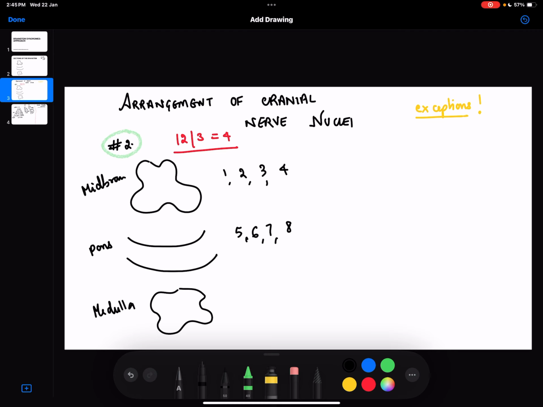And at the level of the medulla, we have the cranial nerves 9, 10, 11 and 12. Easy. So which are the cranial nerves at the midbrain? We have the first 4, then the next 4 at the level of the pons and the next 4 at the level of the medulla.